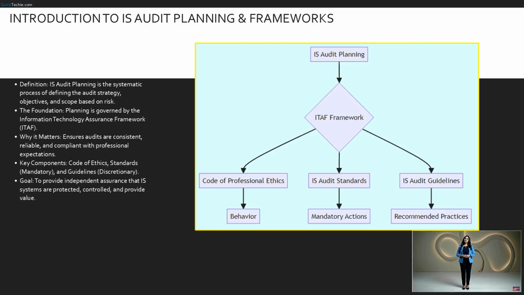Looking at the diagram, we see audit planning at the top. It flows directly into the ITAF framework, which is our source of truth. Notice the three branches. First, the Code of Professional Ethics dictates our behavior. Second, these audit standards define our mandatory actions, things we simply must do. Finally, these audit guidelines provide recommended practices to help us meet those standards. This hierarchy ensures every audit is built on the same reliable ground.